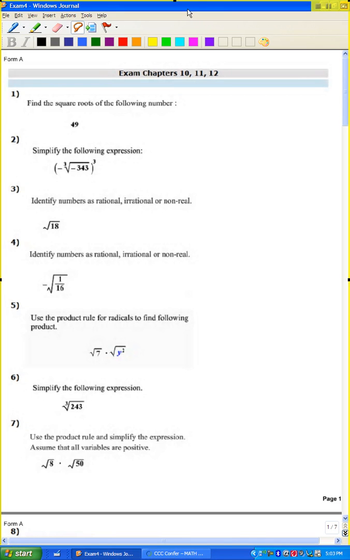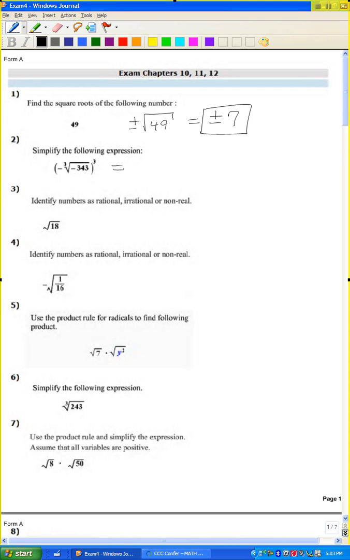Okay, so let me do problem number 1. Find the square roots of the following number. And so I want to find the square root, both of them, of 49. Well, the square root of 49 is equal to 7. Therefore, we have plus or minus 7.